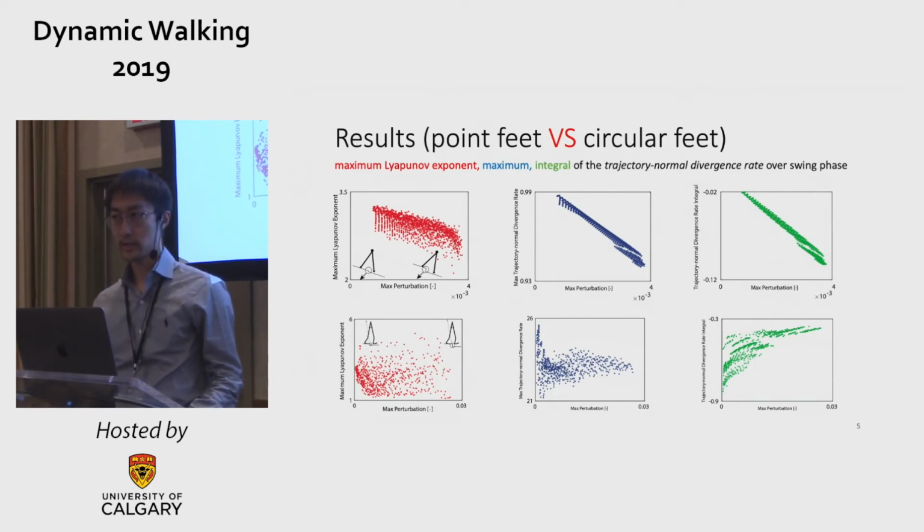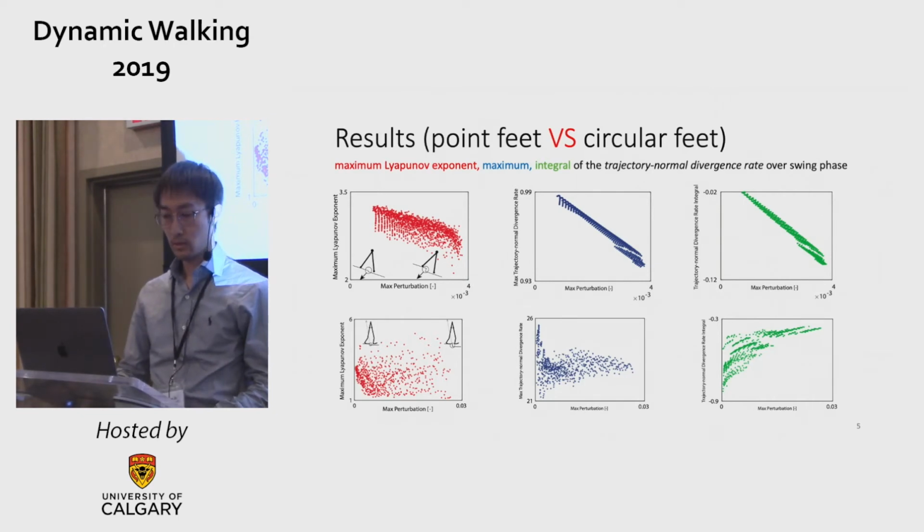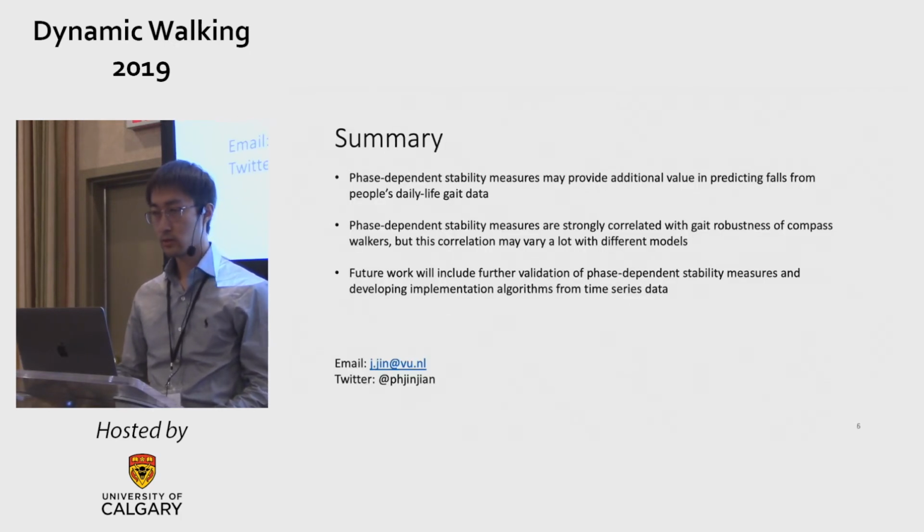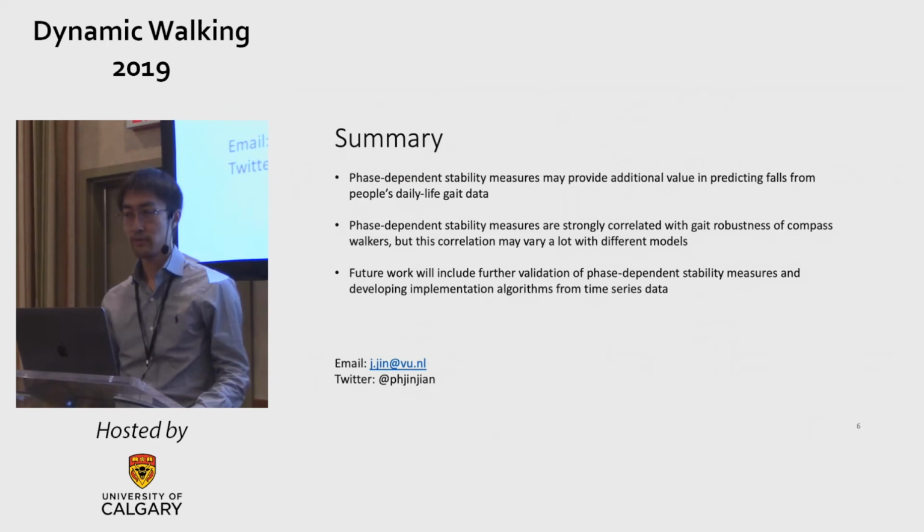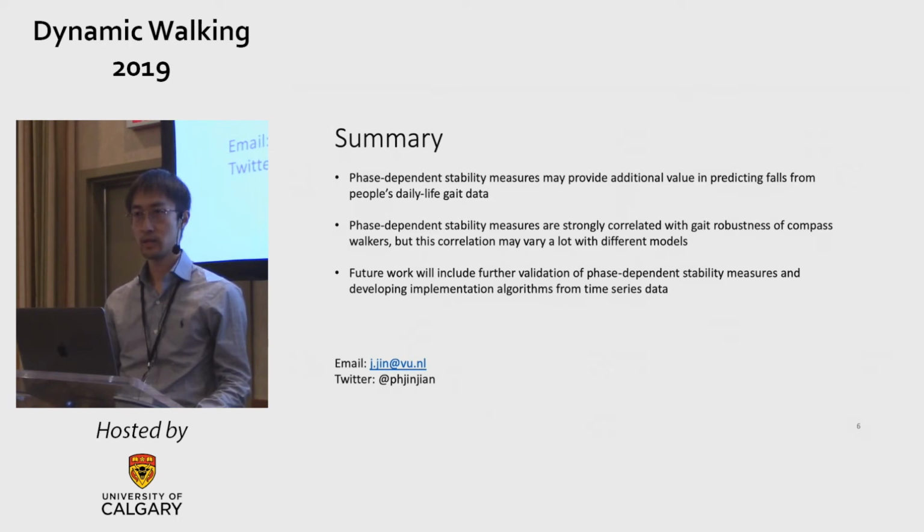Even though the integral of the trajectory normal divergence rate is still positively well correlated with gait robustness, this correlation is completely different from the previous model where there's only negative correlation. To conclude, phase-dependent stability metrics may provide additional value in predicting force from people's daily life gait data compared to the maximum Lyapunov exponent. Phase-dependent stability metrics are strongly correlated with gait robustness, but this correlation depends strongly on our phase-space representation and the model, and varies a lot with different models.